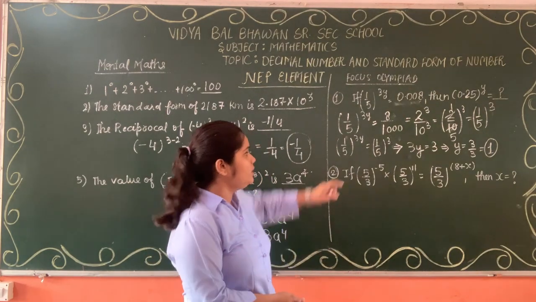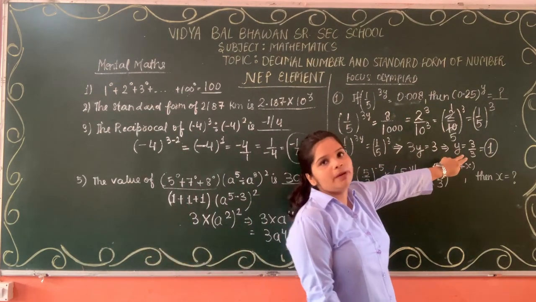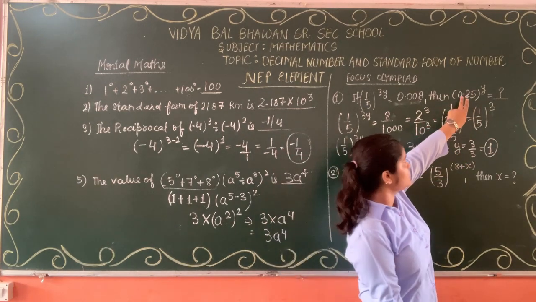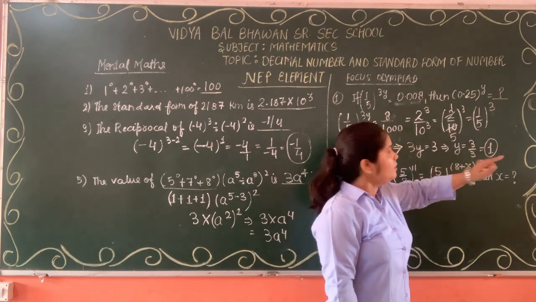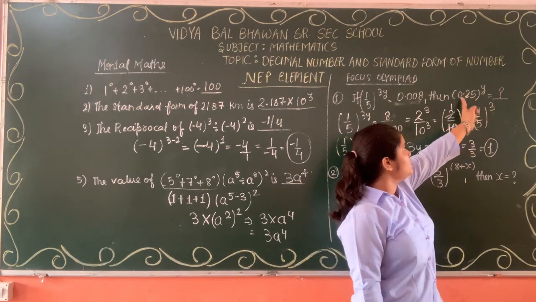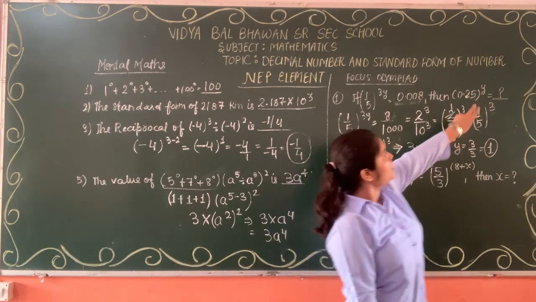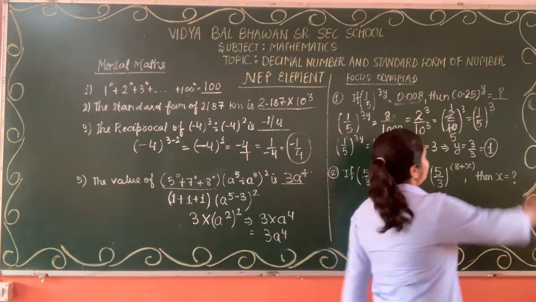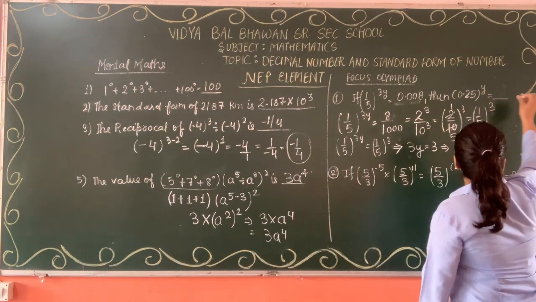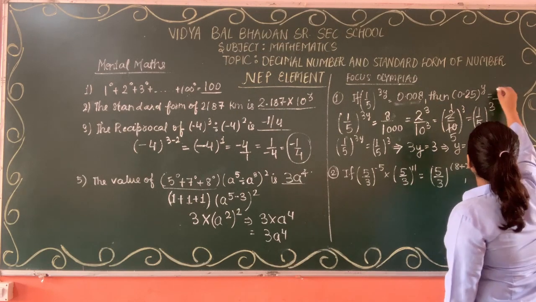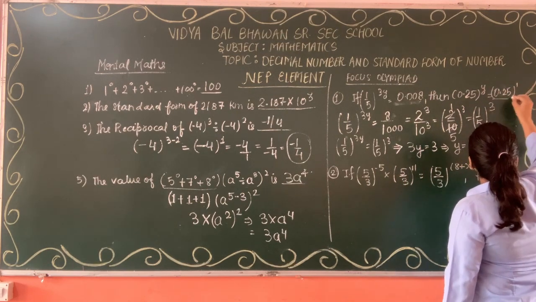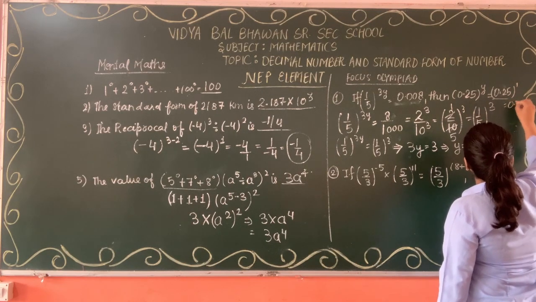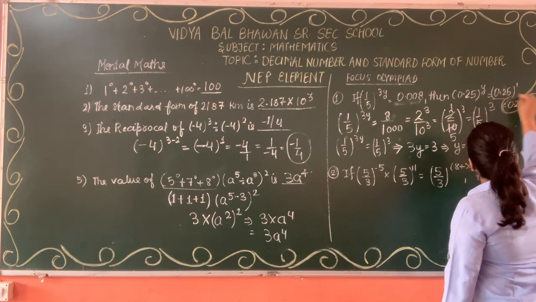No. We need to find the value of y, but it is actually asking 0.25 raised to the power y. y is now 1. So 0.25 raised to the power 1 will be equal to 0.25 only. This is the answer.